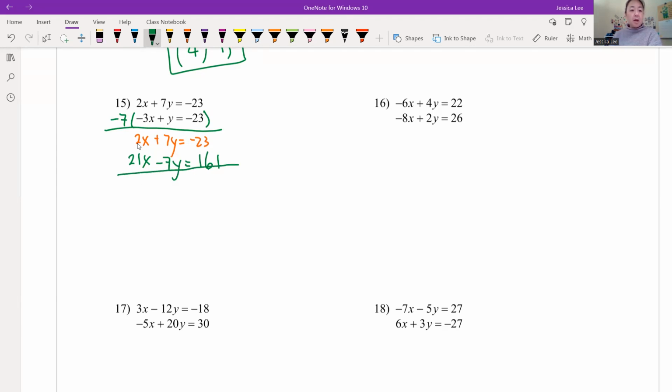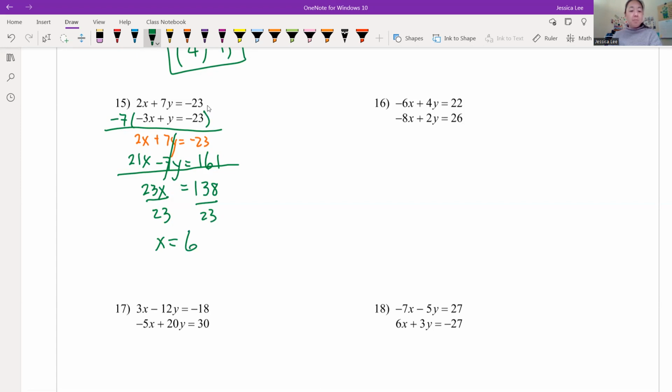All right, so here we go. Now we're going to add these equations up. 2x plus 21x is going to be 23x. My y's cancel out, and all I have left here is 161 minus 23, which is 138. Divide by 23, divide by 23. X is equal to... let me use my calculator. 138 divided by 23. I don't know if you can see that, but 6. All right, there goes 6.